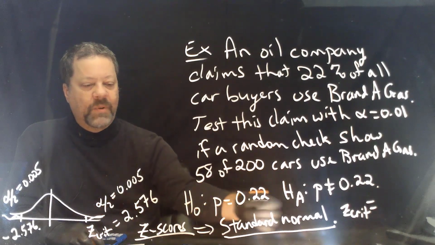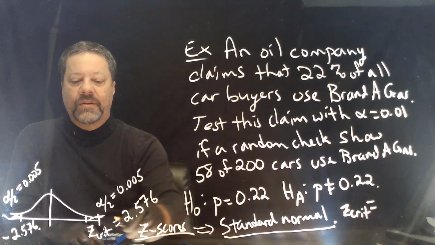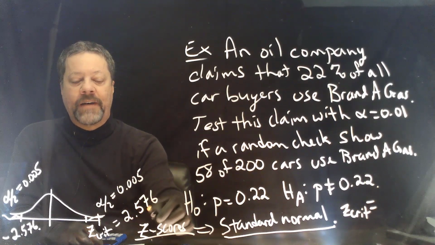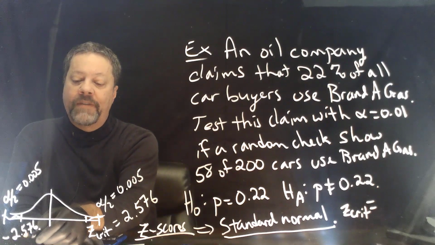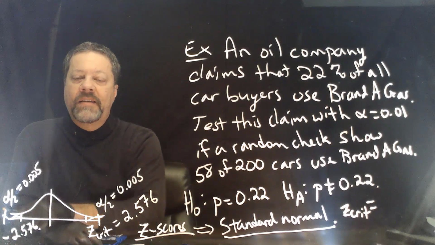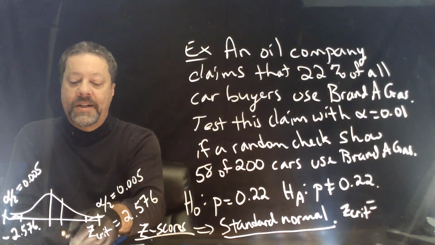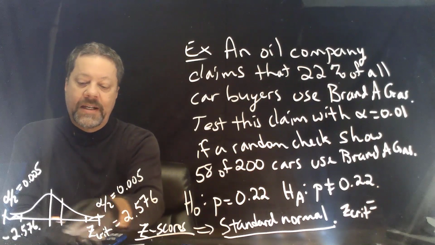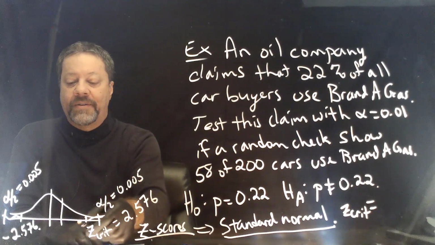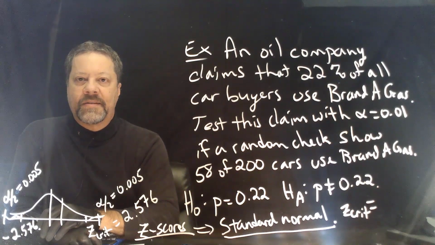The way this test will work is if the test statistic that we get is in the critical region, bigger than 2.576 or smaller than negative 2.576, then we will reject the null hypothesis. If the test statistic is not in the critical region, but in this region here between these two critical values, then we will fail to reject the null hypothesis.